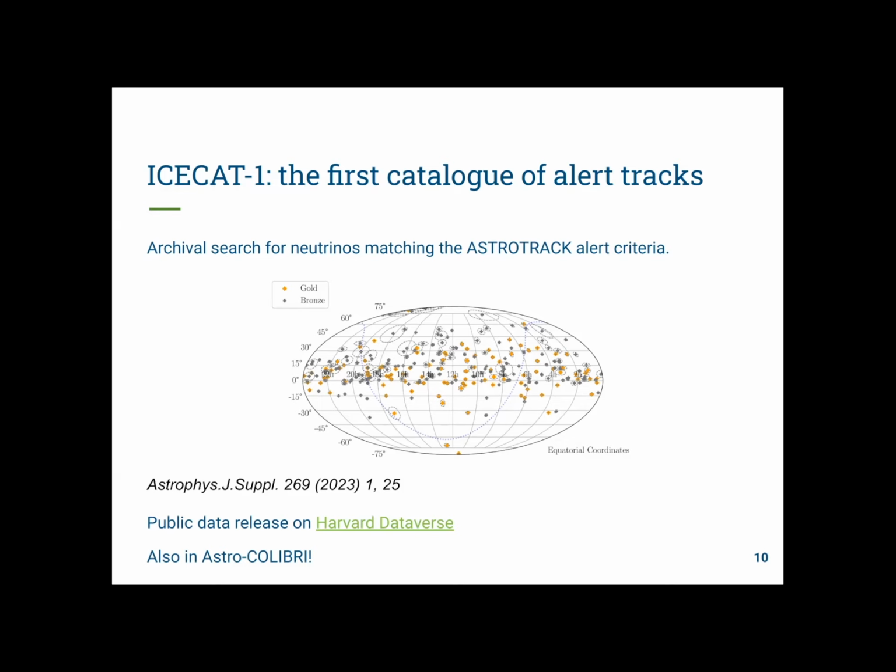Here you can see how they are distributed on the sky. You can see they're kind of clustered around the horizon because it's where the detector has the best acceptance. And this has been a public release that you can find on the Harvard Dataverse. You can do all kinds of studies. Also, it can be a nice benchmark if you want to design a coincidence search, because you know what you will expect in the next 10 years of alerts from IceCube. And it has now also been introduced in Astro-COLIBRI, so you can find these events on the platform.